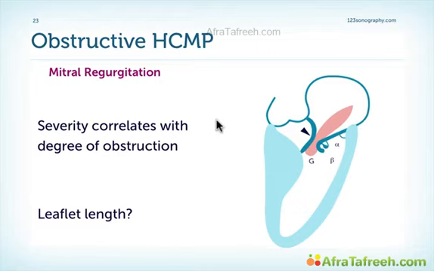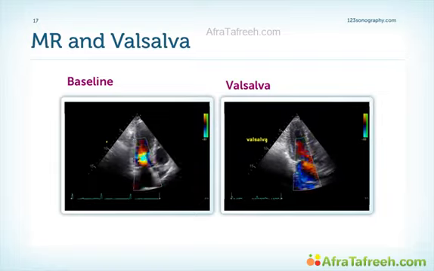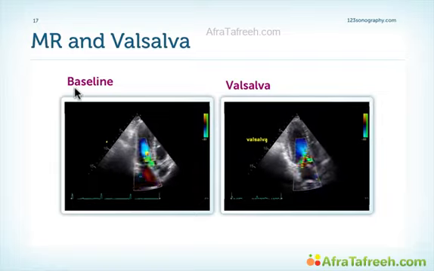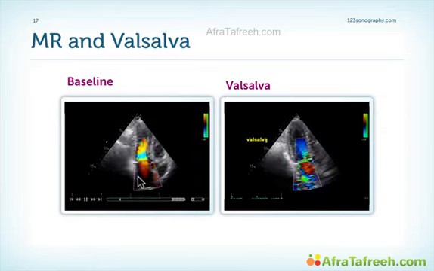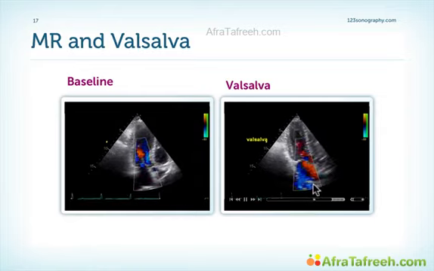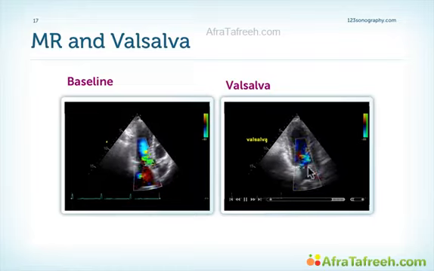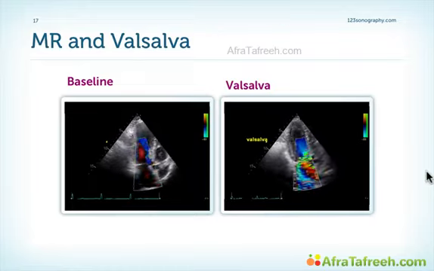In addition, we also know that the severity of regurgitation correlates with the degree of obstruction. Here's an example to demonstrate this. Here we have a patient with hypertrophic cardiomyopathy during baseline. We can see there's only mild mitral regurgitation. Then we perform a Valsalva maneuver. The patient increased his gradient, and at the same time we also have an increase in mitral regurgitation to at least moderate, maybe even to moderate severe.